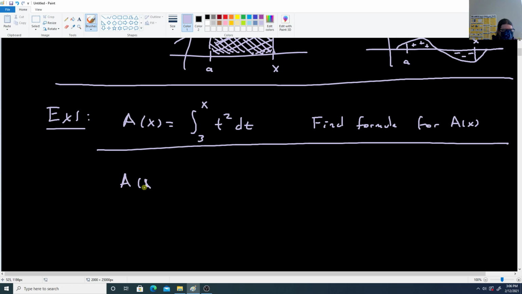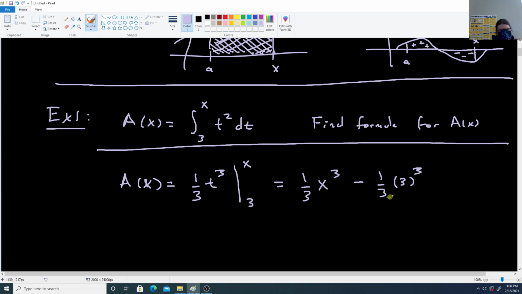Okay, so we're going to say, all right, t squared is what we're dealing with here. The antiderivative of t squared is 1/3 t cubed. We're going to evaluate this from 3 up to x. We're going to be using the fundamental theorem of calculus part 1, which says it'll be 1/3 with the upper limit replacing the variable minus 1/3 with the lower limit replacing the variable.